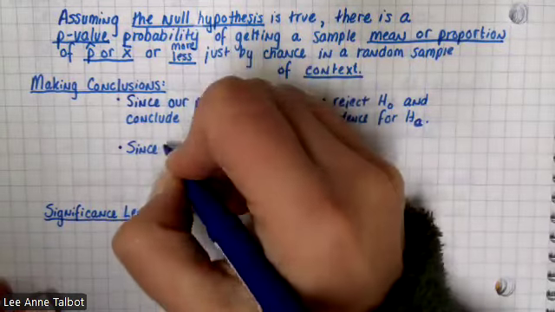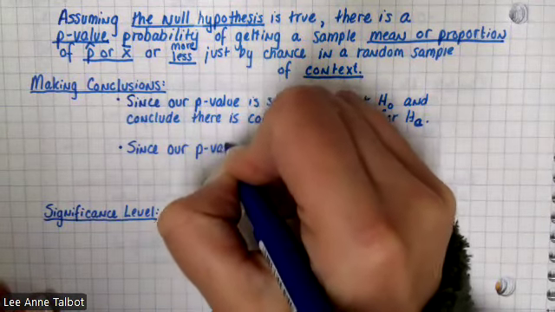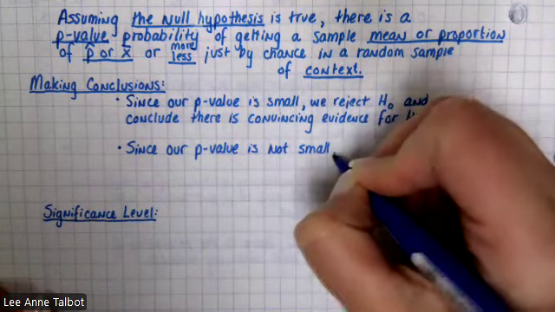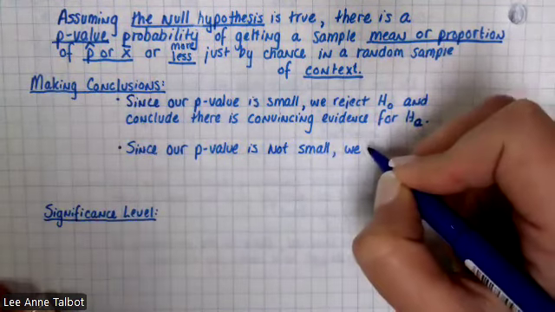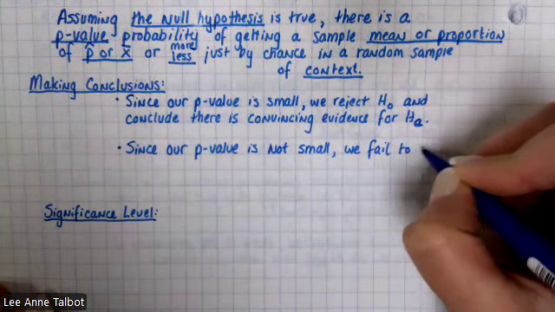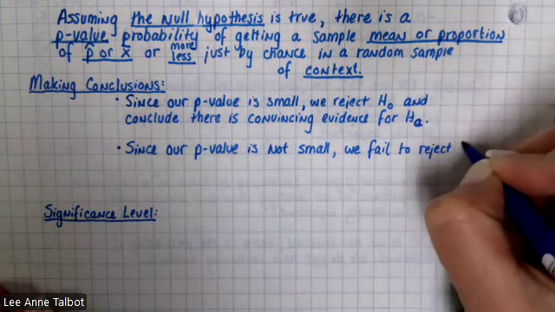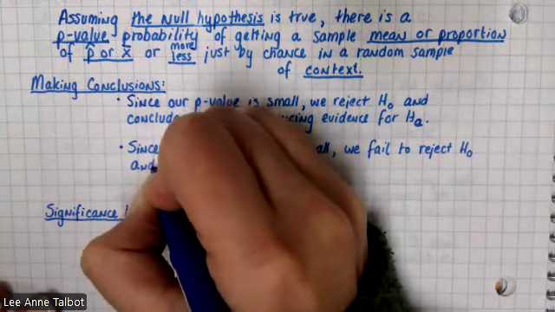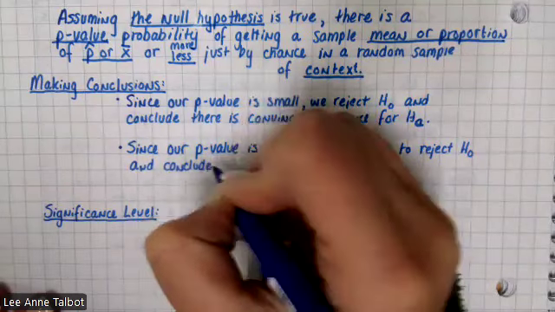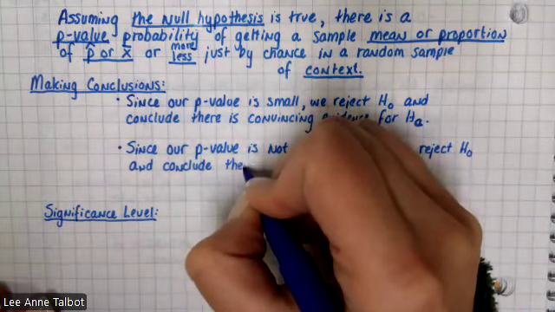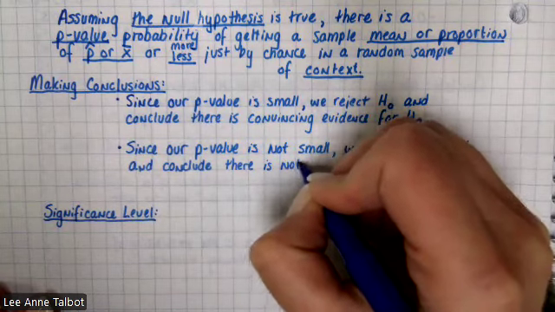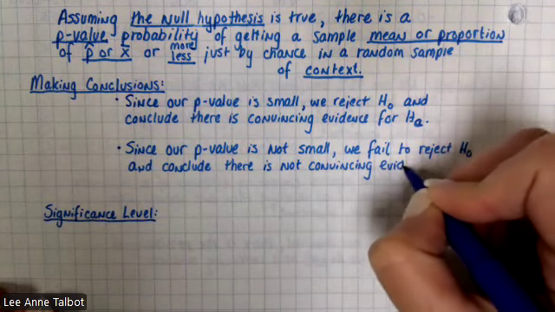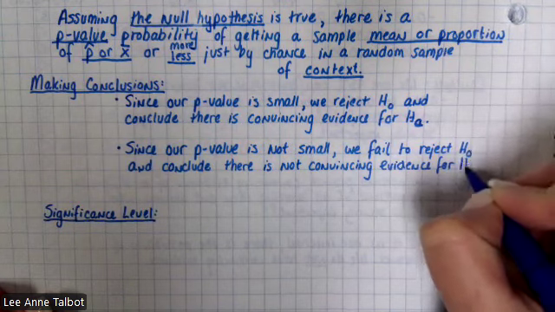There's only two options. Since our p-value is not small, we fail to reject the H0, and conclude there is not convincing evidence for the Ha.